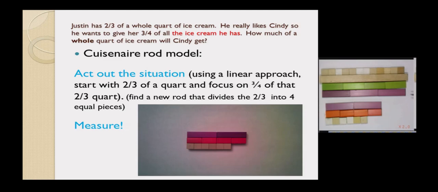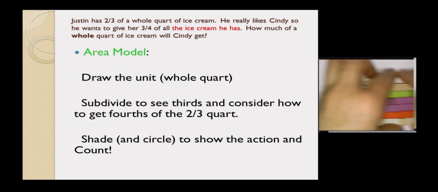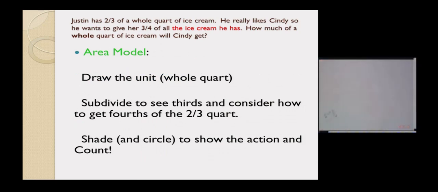Now, again, the thing that is going to trouble kids most often is that you had to go find a different rod here that wasn't in the original wall. That's what's different about multiplication than the rest of it, because we don't want fourths of the whole, we want fourths of the 2/3. Okay, so we'll go with an area model next.